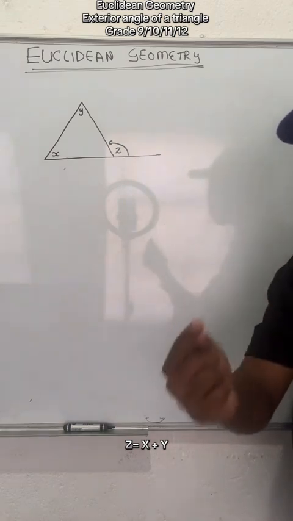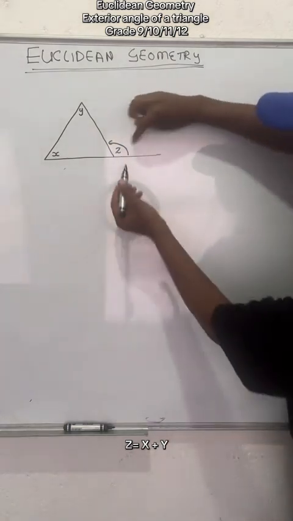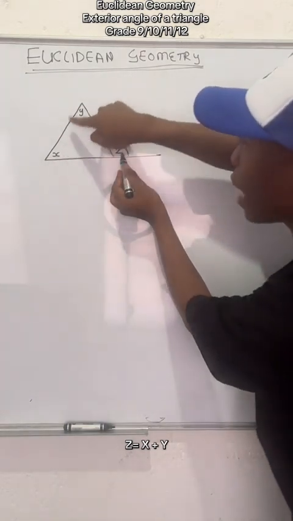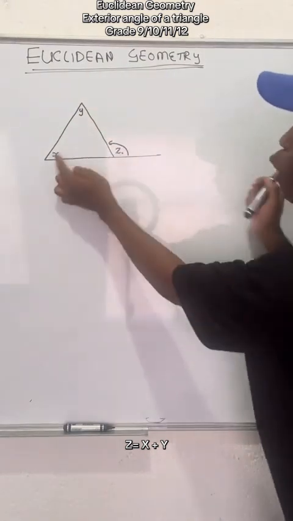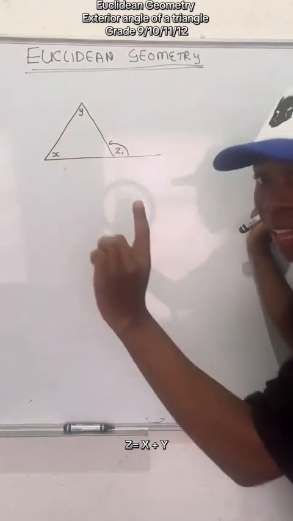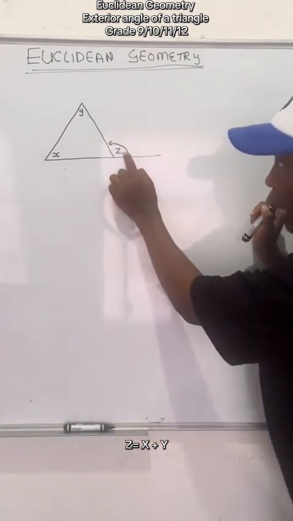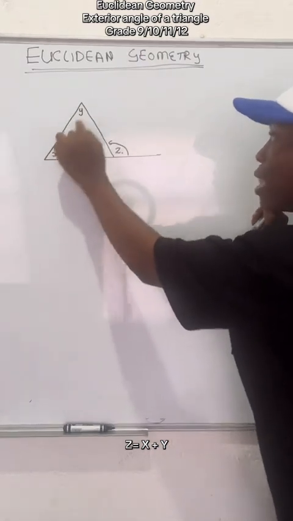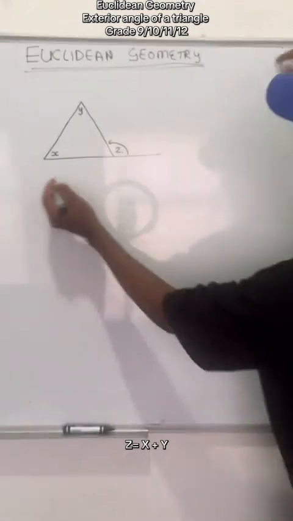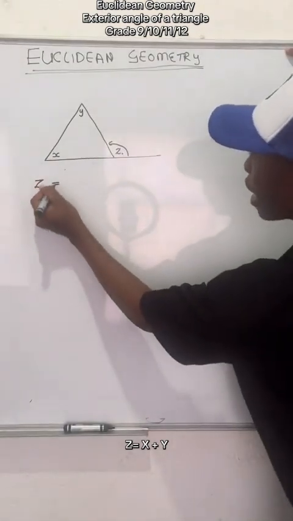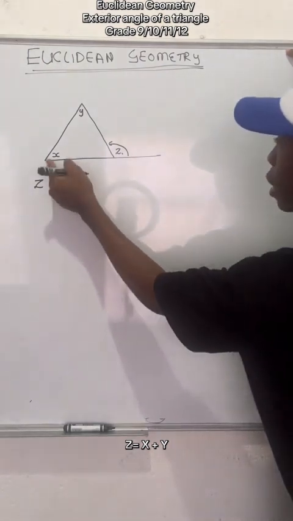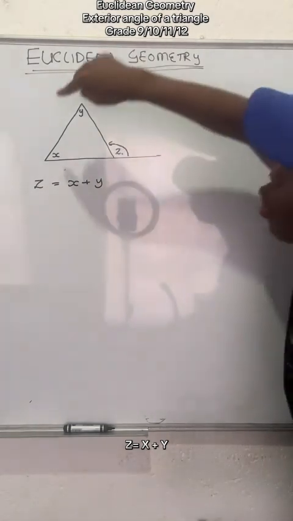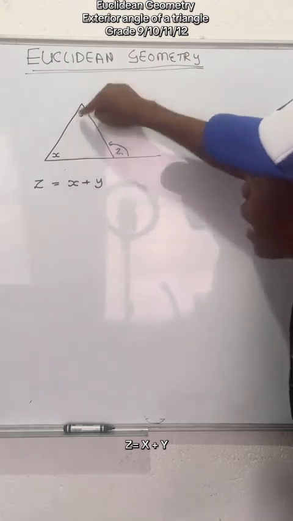But what do we know about exterior angles of triangles? The exterior angle of a triangle is equal to the sum of the opposite interior angles. Listen to me very carefully. The exterior angle of a triangle is equal to the sum of the opposite interior angles. Meaning that if I want Z, I can say Z is equal to X plus Y.